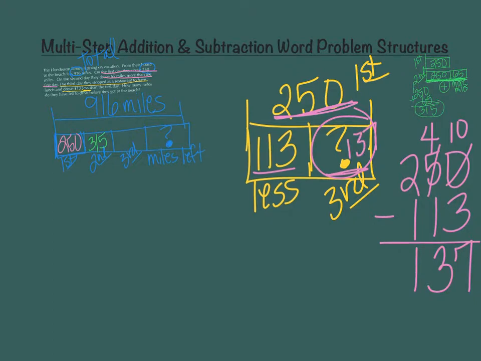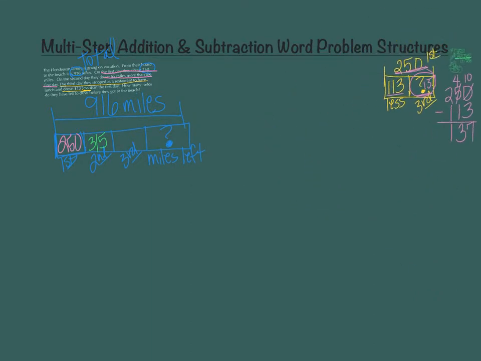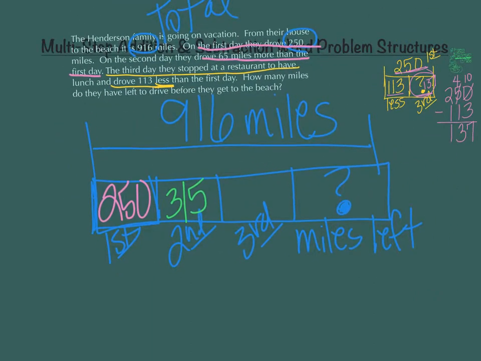All right, let's go back and let's put it back in. All right, let me close this, make this a little smaller, move it out of the way. Let's bring this one back. Now, third day. What is my answer for the third day? Good, 137. Now, am I done? Have I solved the problem?